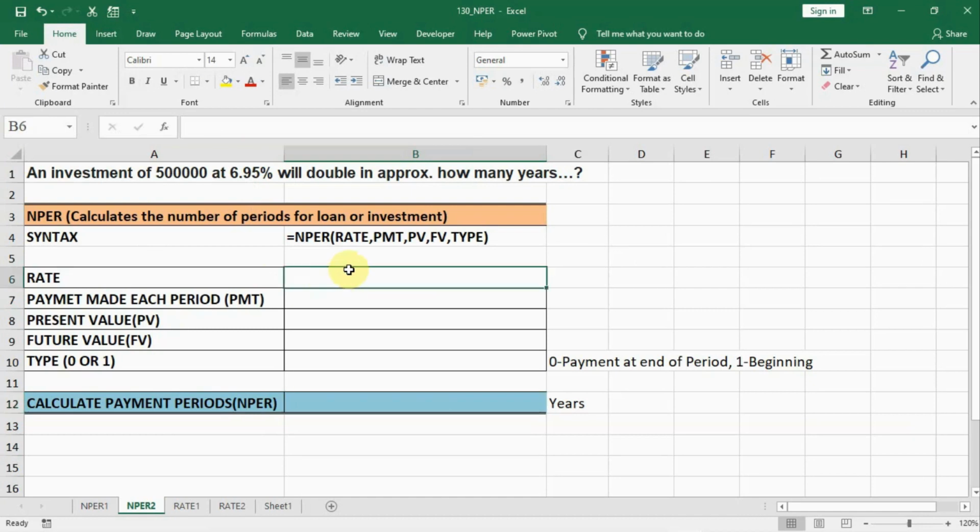Our rate is 6.95%. Payment made each period, we haven't made any payment, it is 0. Present value is minus 500,000 or 5 lakh. Future value shall be, we expect, equal to 10 lakh, and type is 0, let us say here.